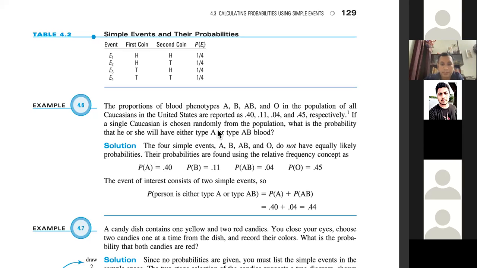But here, for the phenotype events given, 4 probabilities are described: 0.40, 0.11, 0.04 and 0.45. They are not same or equal. That's why they are not equally likely probabilities. Their probabilities are found using the relative frequency concept.